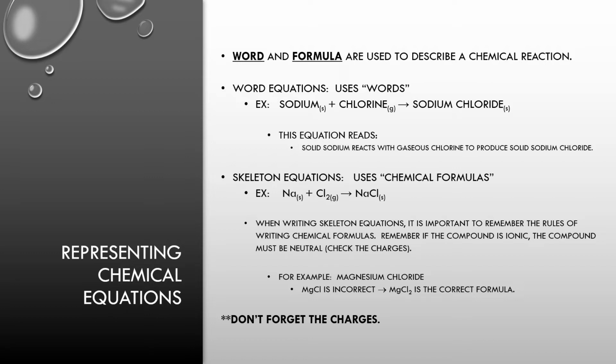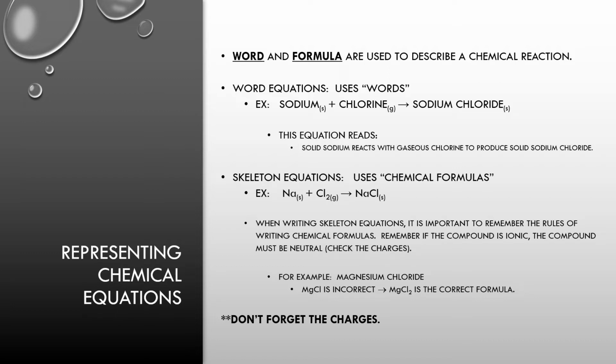You can also see them written as a skeleton equation, and a skeleton equation is going to use the chemical formula. So for example, Na plus Cl produces NaCl. All right, so when writing these skeleton equations, it is important to remember the rules of writing chemical formulas.